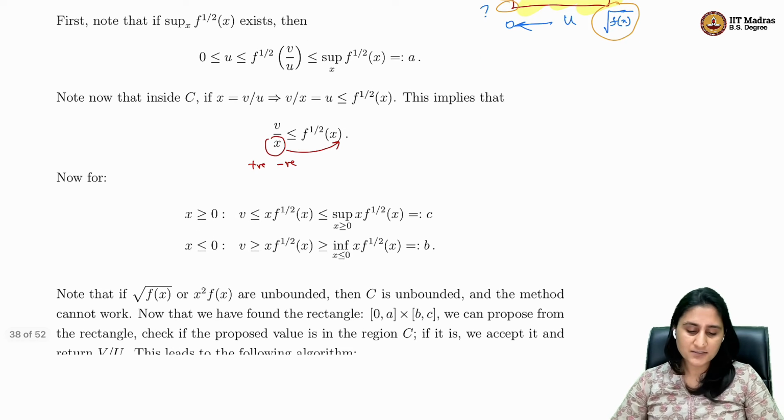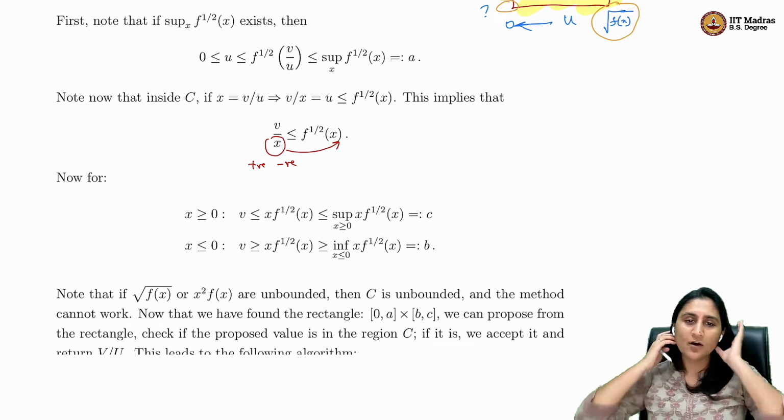So what I will do is assess whether x is positive. If x is greater than or equal to 0, then I can take it to the other side without changing the sign, so v is less than or equal to x times square root f of x. Now this is for all x, so I can upper bound by the supremum over x of x square root f of x, and that gives me C. So I get a natural upper bound on v.